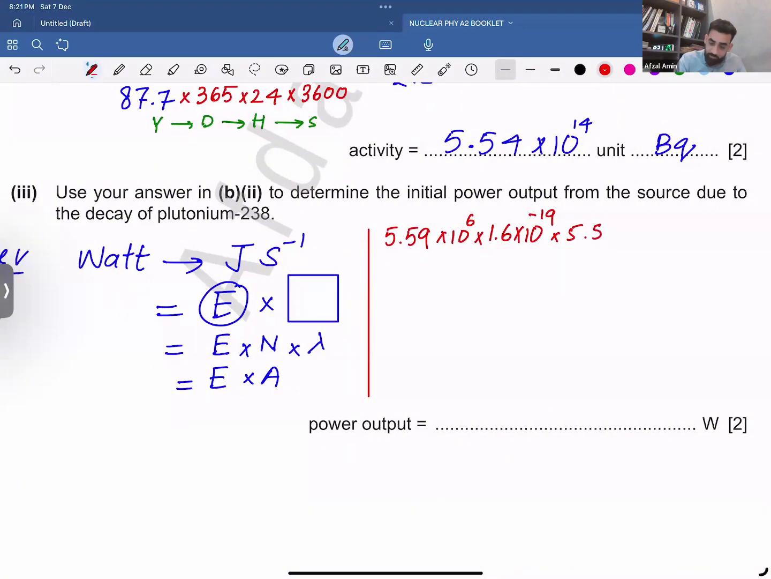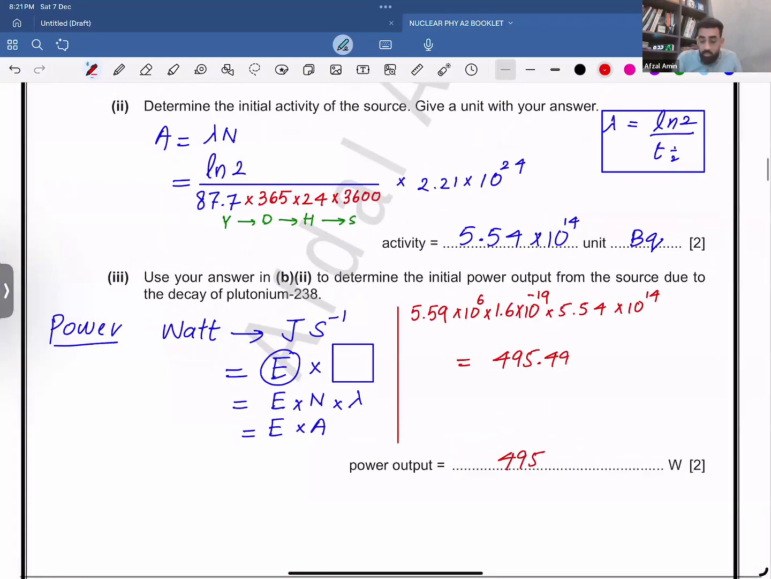5.54 × 10^14 ... 495 watt. Make sense, students? Interesting? It's good.